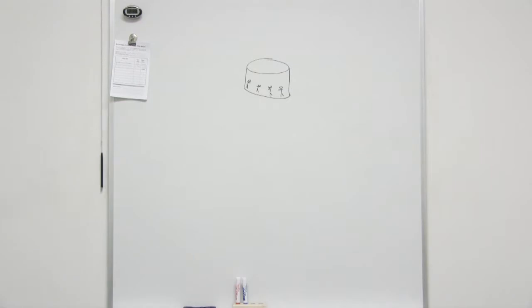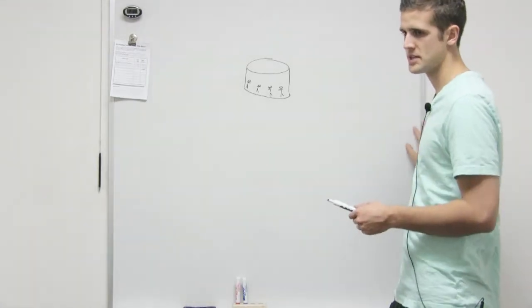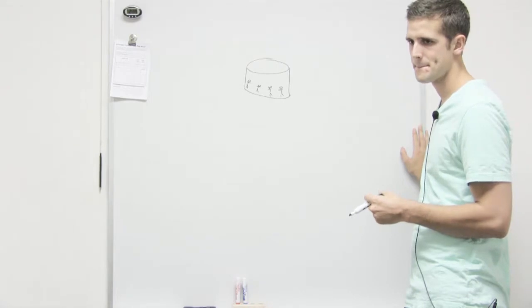So there are no seat belts or anything, it's just friction that holds them there. This tube is just spinning. It needs to be spinning at certain speeds so that they don't slide down the wall.